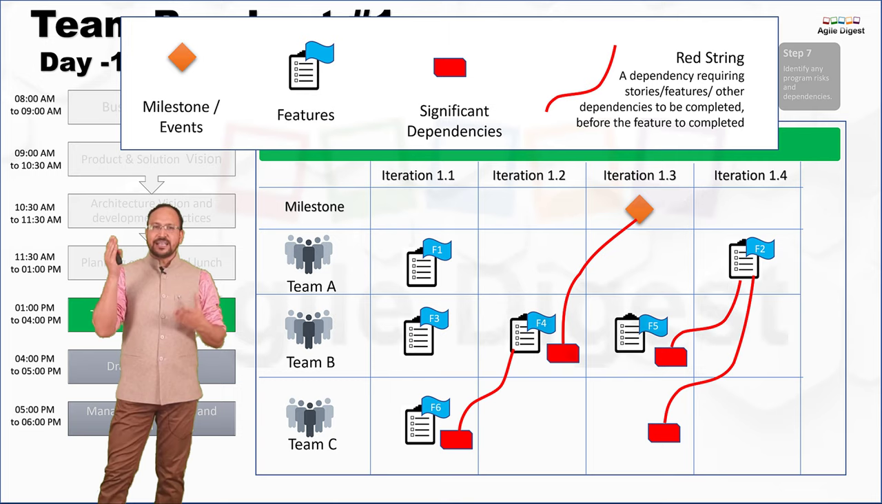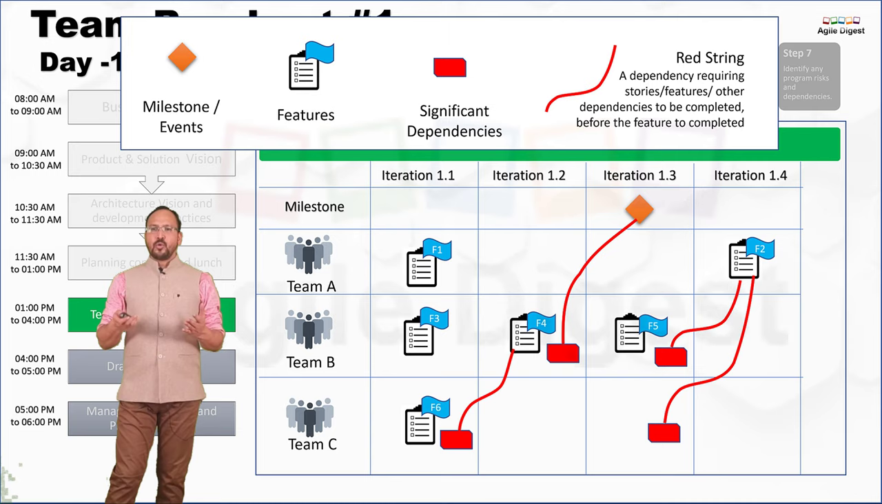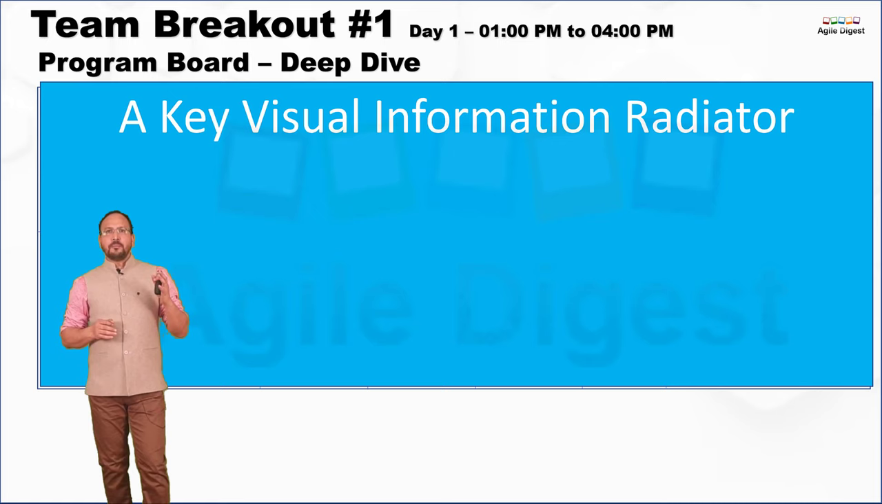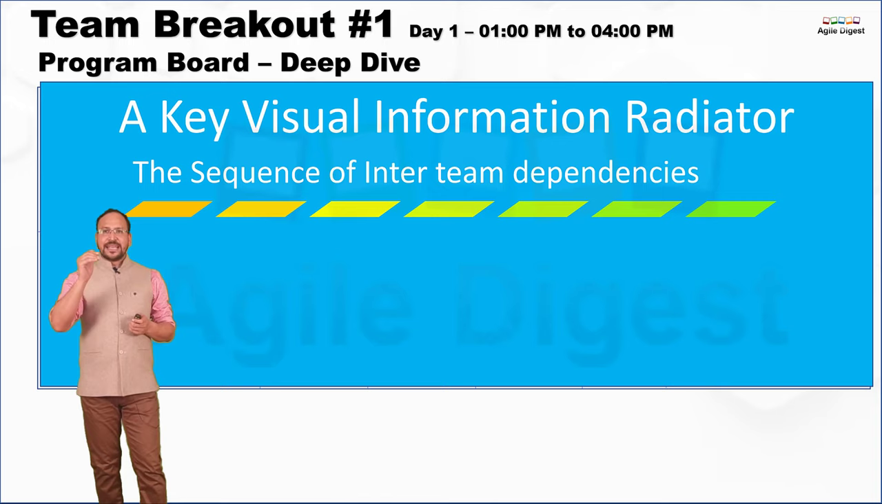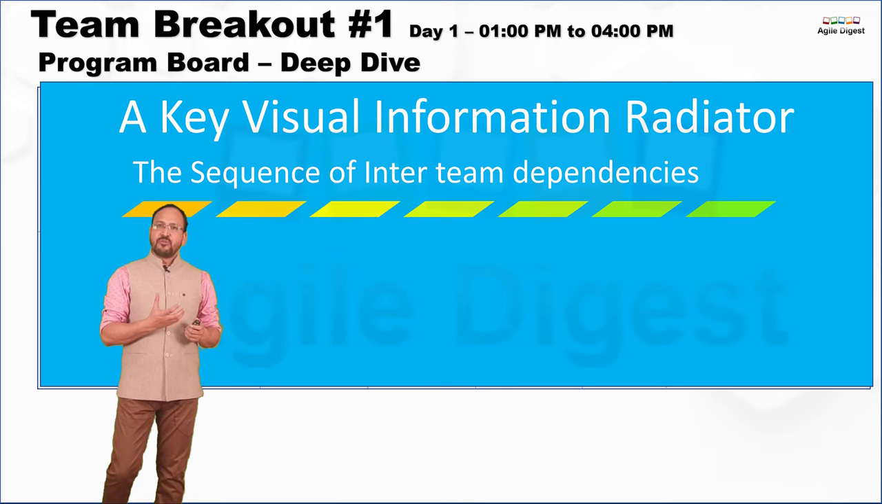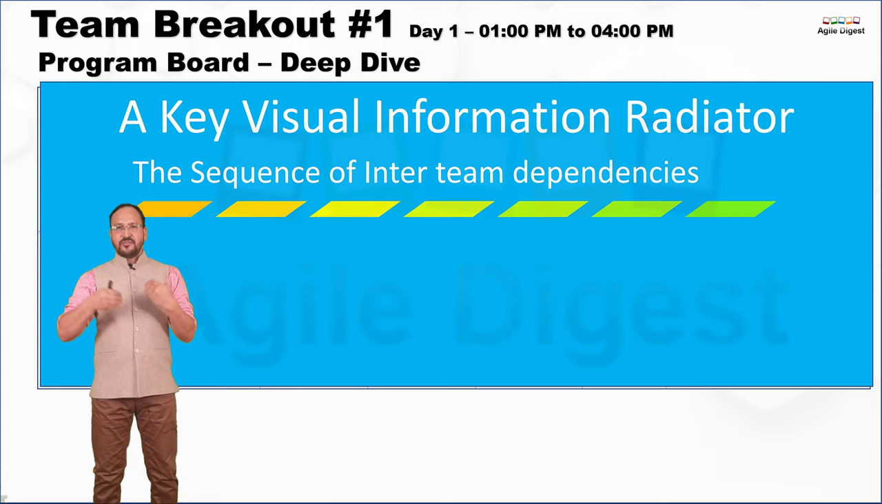Now, once we come to the program board, let's try to understand a little more about it. We are still under the team breakout session, and we are just giving some brief on the program board. It's a key visual radiator, and this radiator shows the sequence of inter-team dependencies. If multiple teams are working, they may have some kind of dependencies with each other, and it visualizes that.